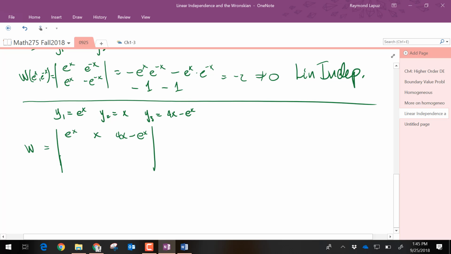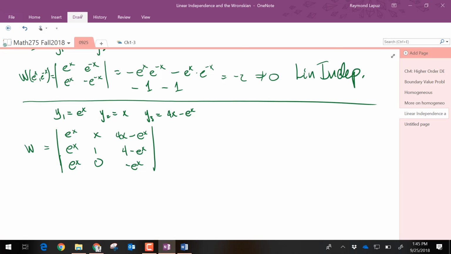Now I need to take derivatives. What's the derivative? e to the x, e to the x, derivative again, e to the x. Derivative of x, 1, 0. So I might want to expand on either the second column or the third row, because there's a 0 there. And what's the derivative of this? This is 4 minus e to the x, and then negative e to the x. Okay? So this is my Wronskian matrix.